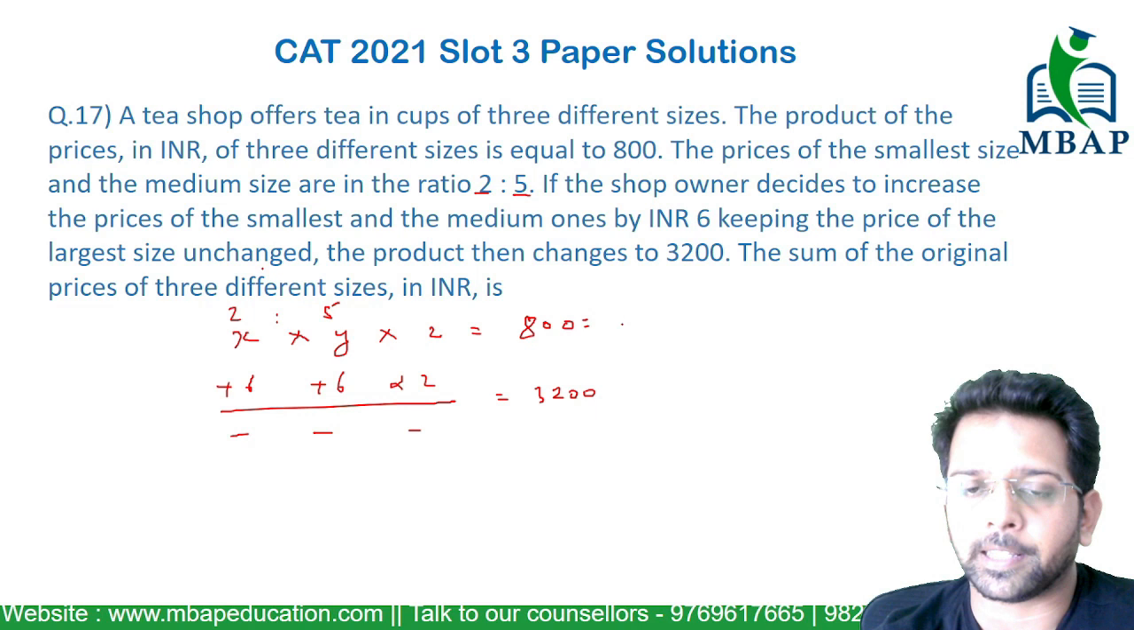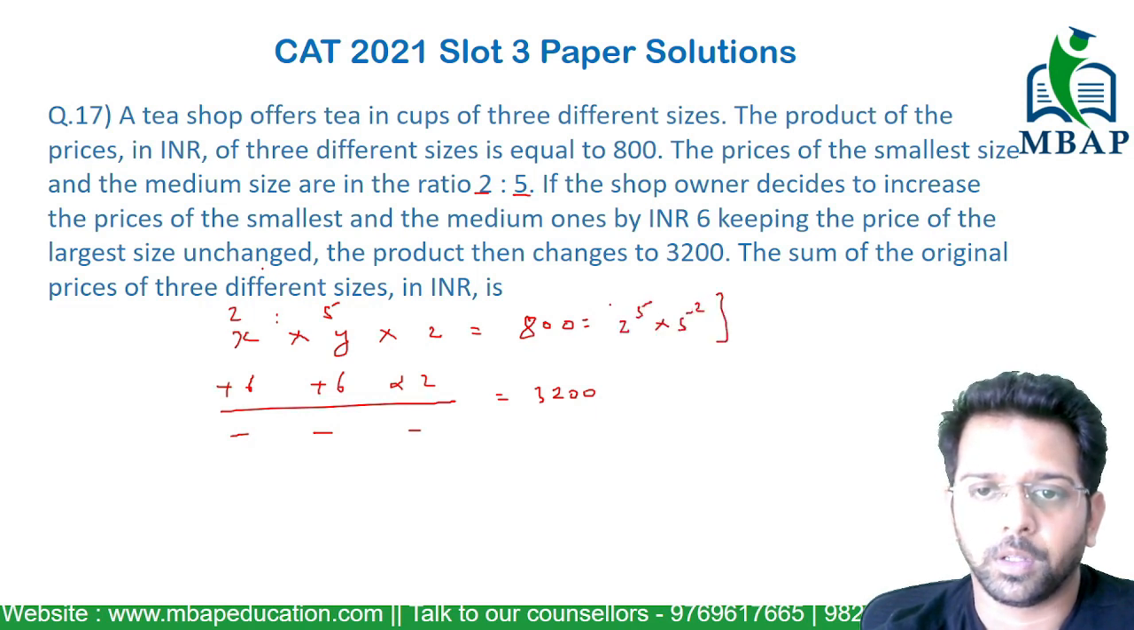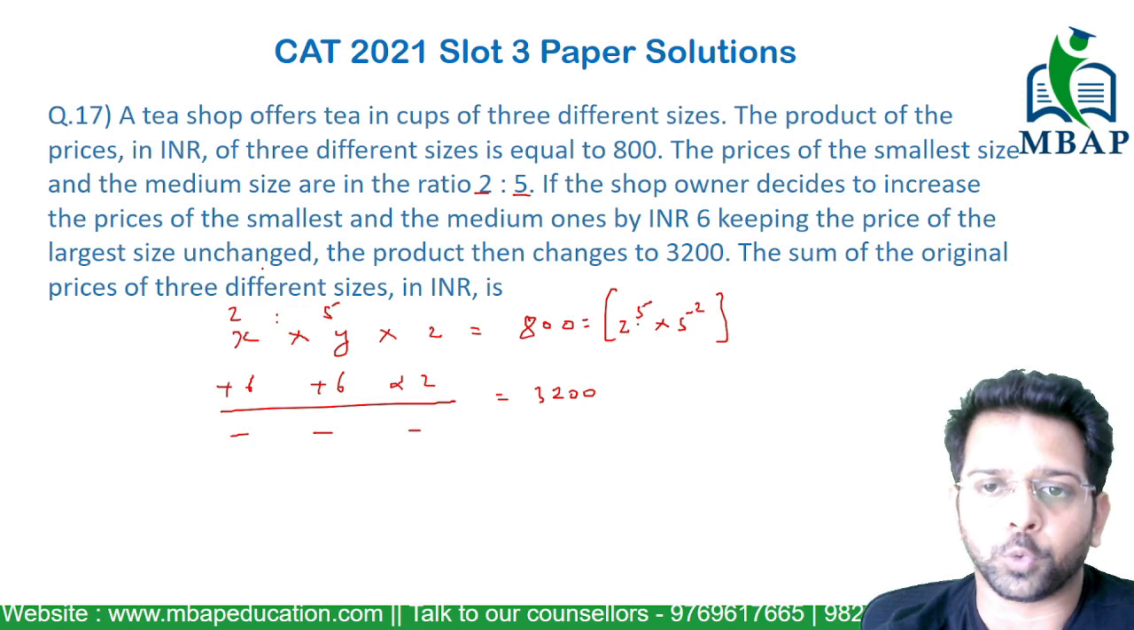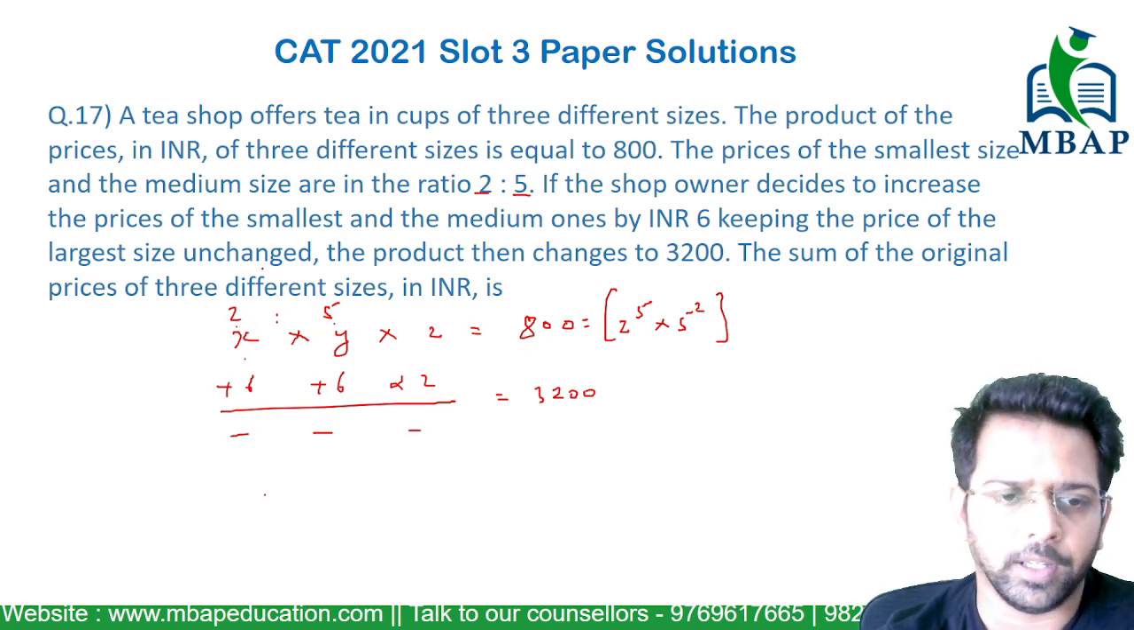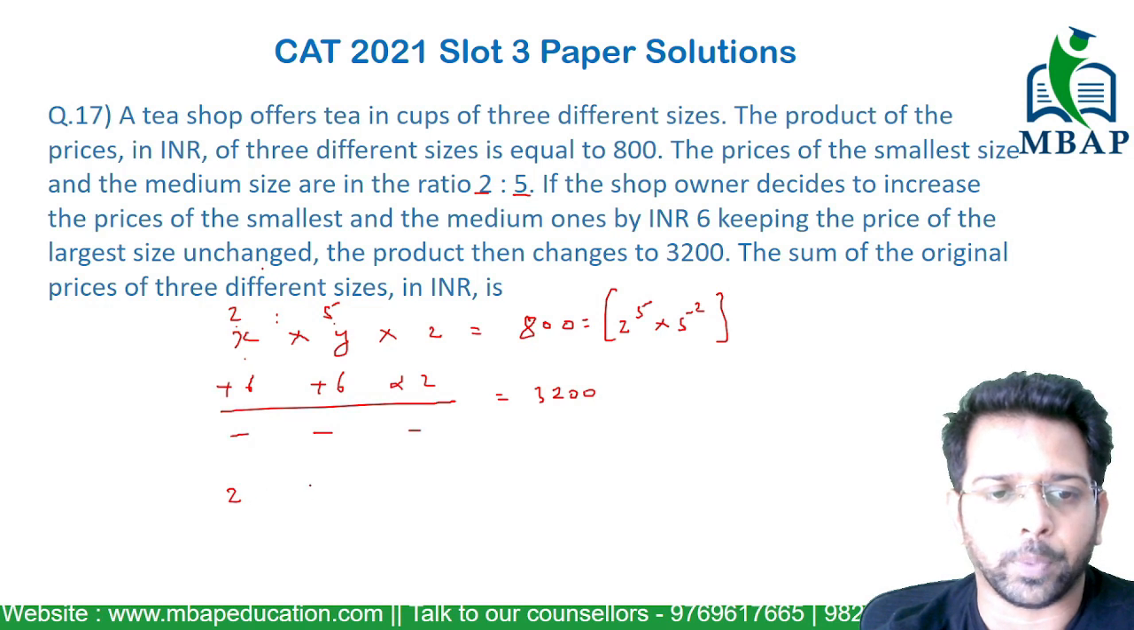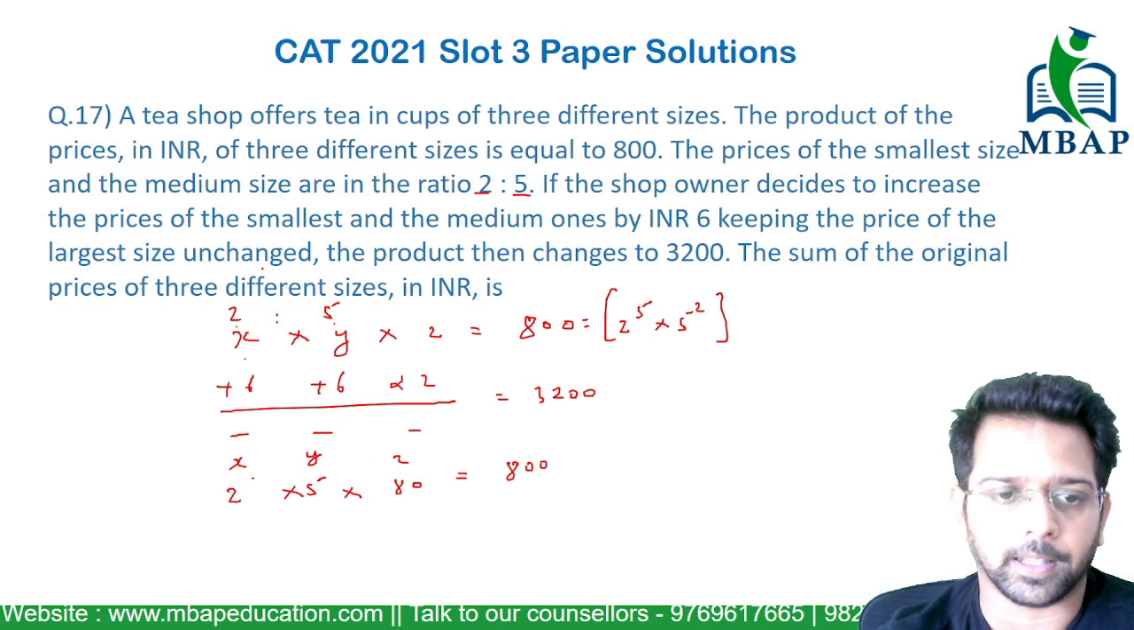Once you factorize 800, you will find this value as 2 raised to 5 into 5 raised to 2. So possibly I just have to plug and play 2 raised to 5 and 5 raised to 2 among X, Y and Z to make it equivalent to 800. Now certainly, we know X and Y are in the ratio of 2:5. Let's start by assuming X and Y are simply 2 rupees and 5 rupees. If X is 2, Y is 5, then Z certainly will be 80, because when you multiply them, the value comes out to be 800.